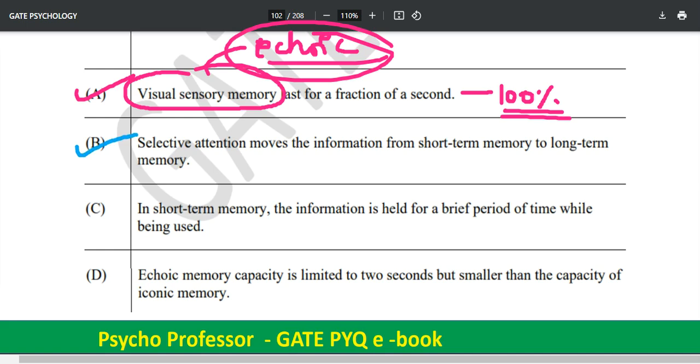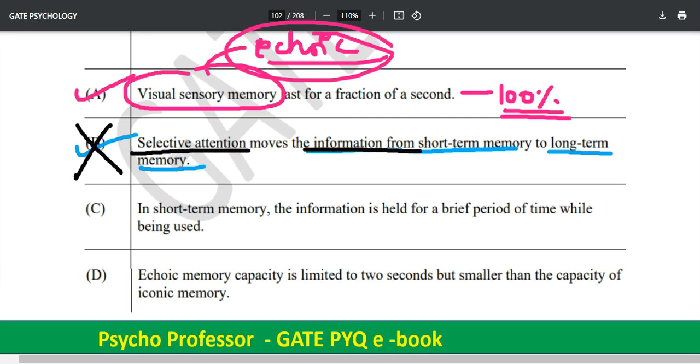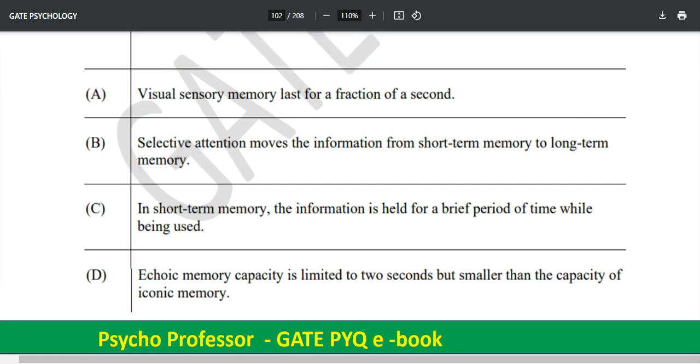Selective attention moves the information from short-term memory to long-term memory. What? How? When? This is never going to be the answer. Selective attention moves the information from STM to LTM? No, it is done by elaborative rehearsal. By what is it done? It is done by elaborative rehearsal from STM to LTM. This is never going to be the answer in this world.